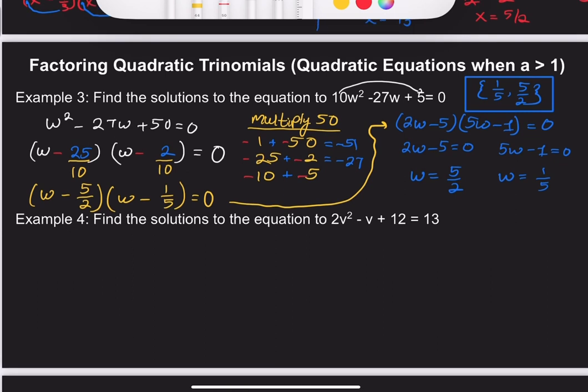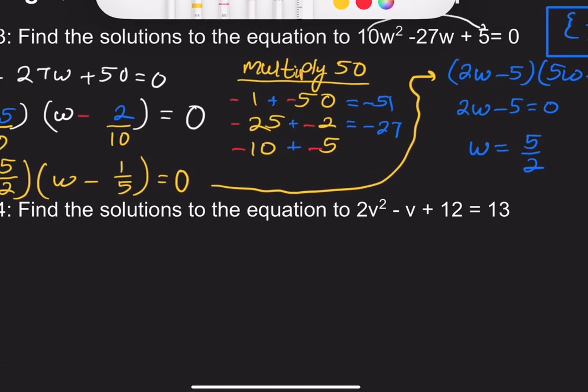Okay, the last one says 2v squared minus v plus 12 equals 13. Remember, we must have the quadratic equation equal to 0. So what we're going to do is subtract both sides by 13 to have the right side equal to 0. 13 minus 13, that's gone. That is 0. Now, bring down everything else. 2v squared minus, I'm going to put a 1 in front of that v, 1v. And 12 minus 13 is negative 1. And that equals 0.